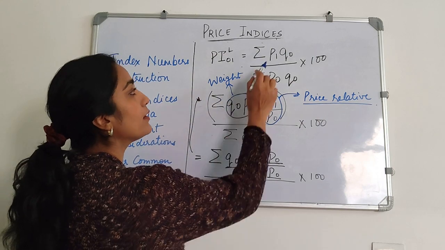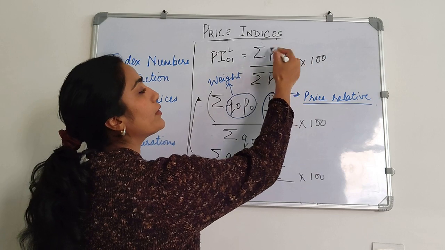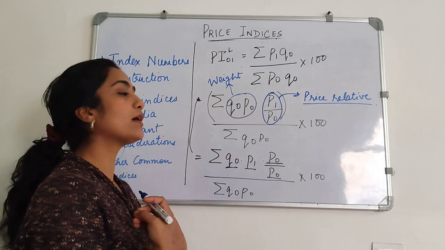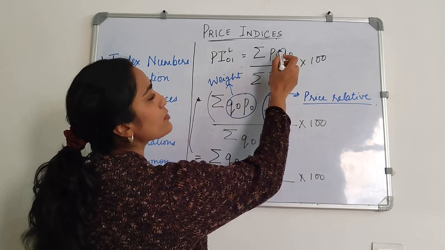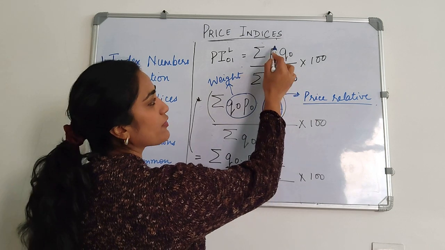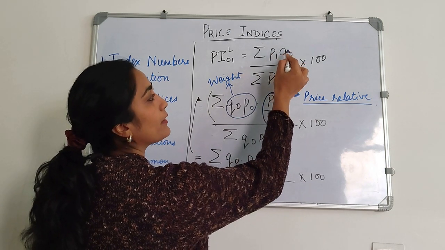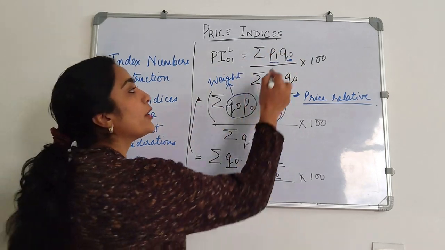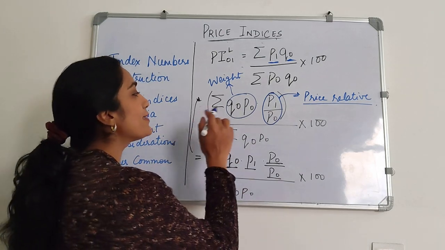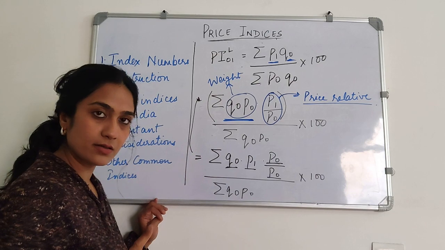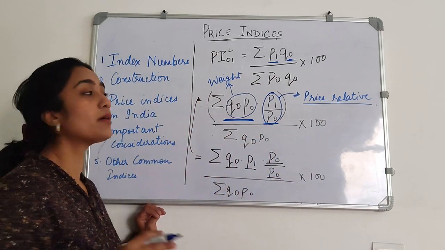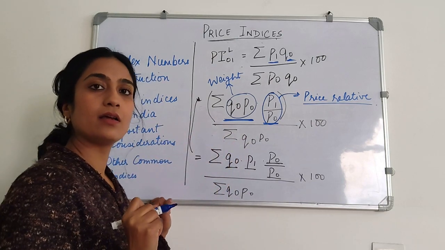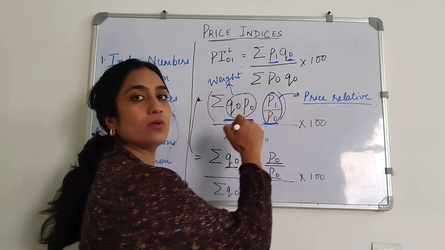Earlier, we were summing this quantity. We have just manipulated this numerator like this. It's still numerically exactly the same, but now it can be interpreted in a slightly different way. Earlier we were saying price of commodity 1 in year T1 times quantity of commodity 1 in year T0. So Q0 was the weight given to every price. Now we are saying that Q0 P0 is the weight given to every price relative, price ratio, whatever you want to call it.